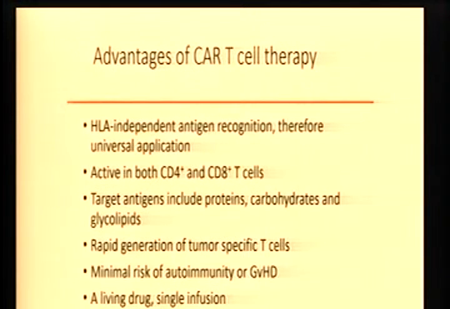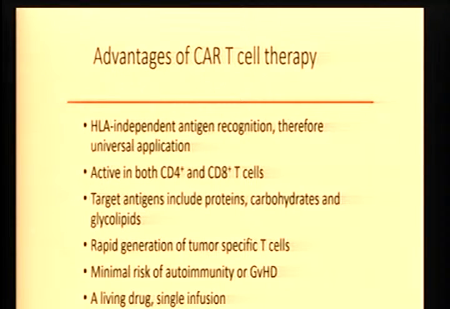Target antigens can include any kind of antigens. It can be carbohydrate, protein, or glycolipids. Rapid generation, because now the techniques for this transformation are well set. People know how to do this, 40 to 50% transfection efficiency, choosing the right kind of T cell expressing the right kind of receptor, and then how to expand them and put them back.